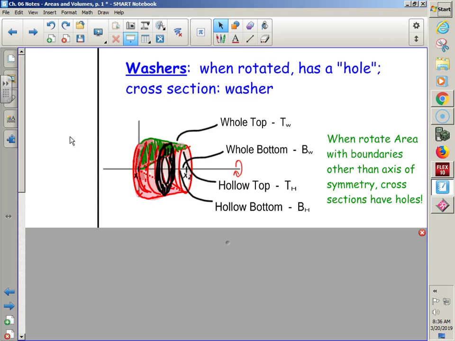But do you guys see that little cross section? It's a washer. Some washers are thick, most washers are thin. But either way, it's a washer. It has a little hollow area.